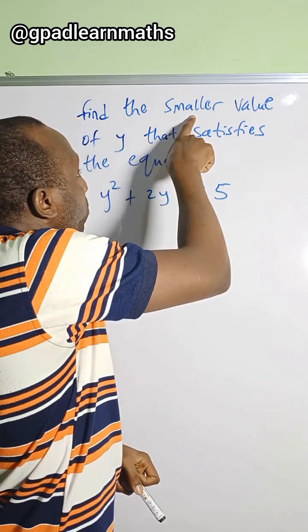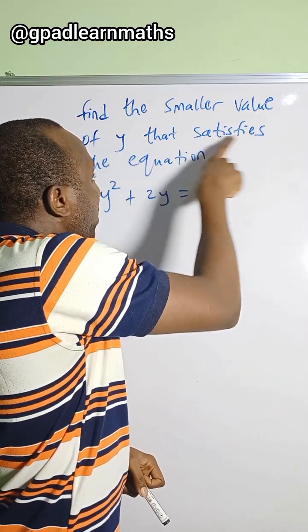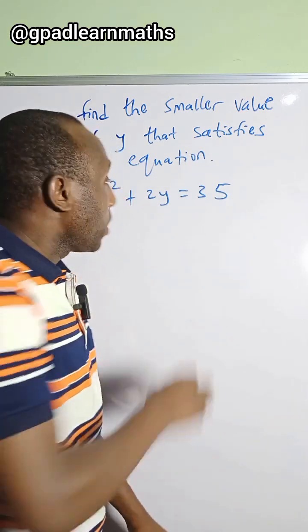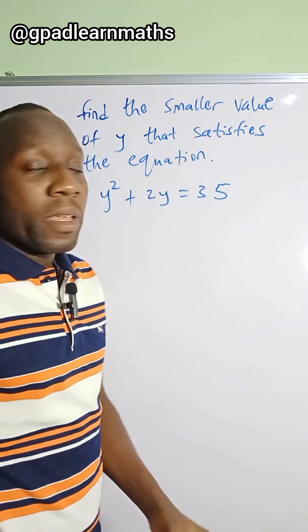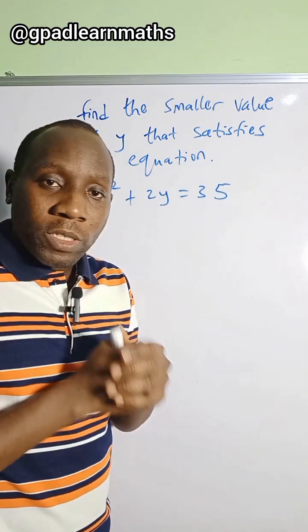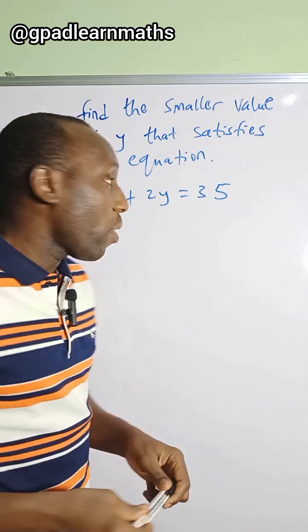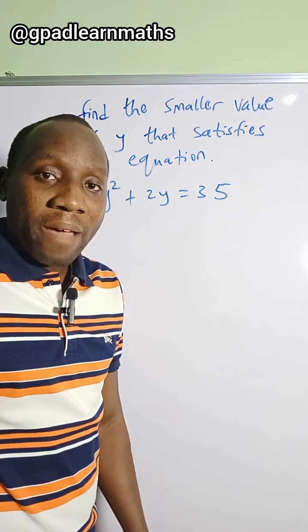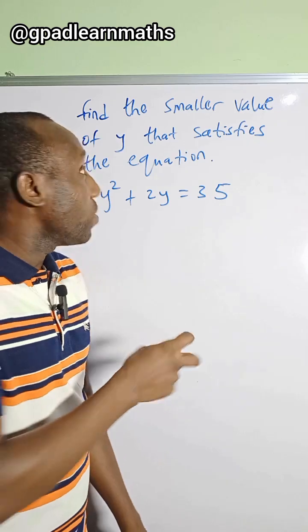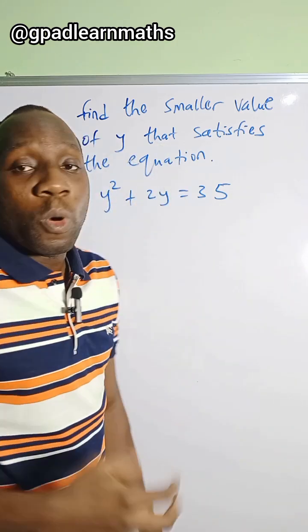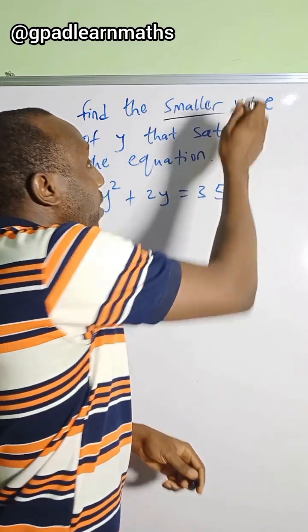It says, find the smaller value of y that satisfies the equation y squared plus 2y is equal to 35. Now, this is a quadratic equation because the leading power here is the square that we have. We are going to get two values that will satisfy this equation, but we're asked to get the smaller value.